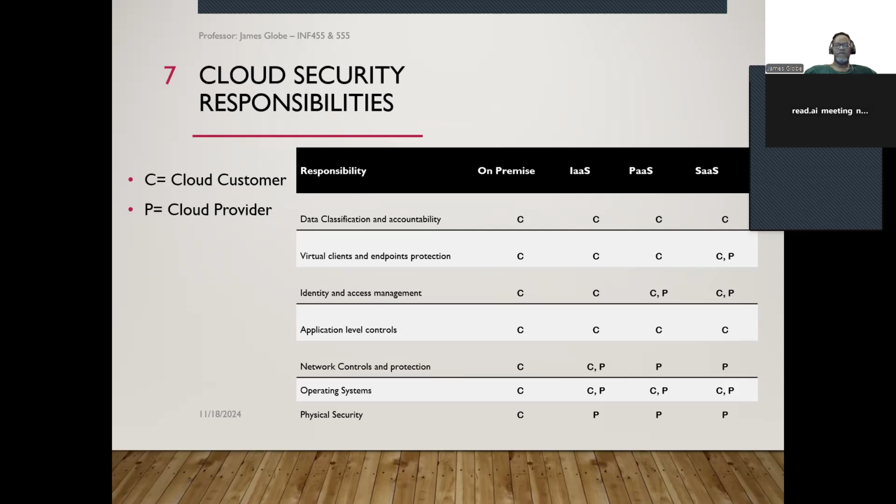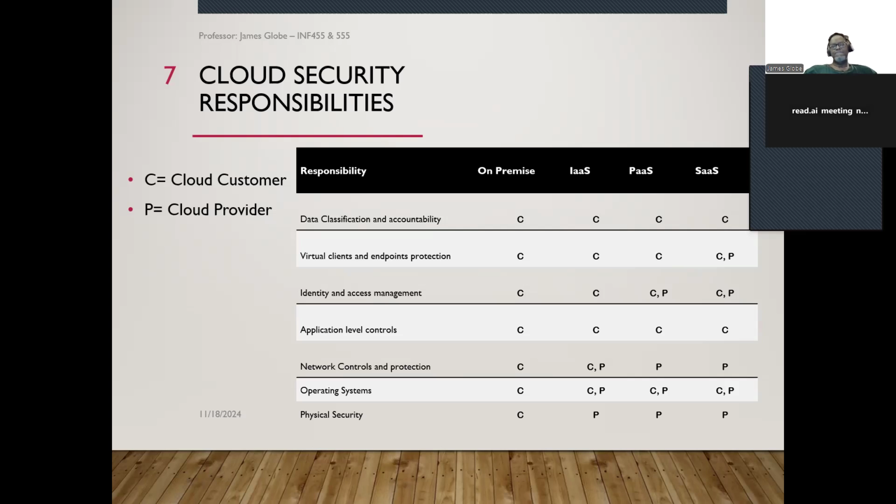Then there's platform and software as a service. Those two are very similar. You see there are some areas where there's shared responsibility. The same thing holds true. Even though your network controllers and protections, the rules that you want to enforce, you're responsible for that. You have to upload those rules. If you want to have a web application firewall, that's considered application level security, which is all customer, even though you may be using the cloud provider's firewall.